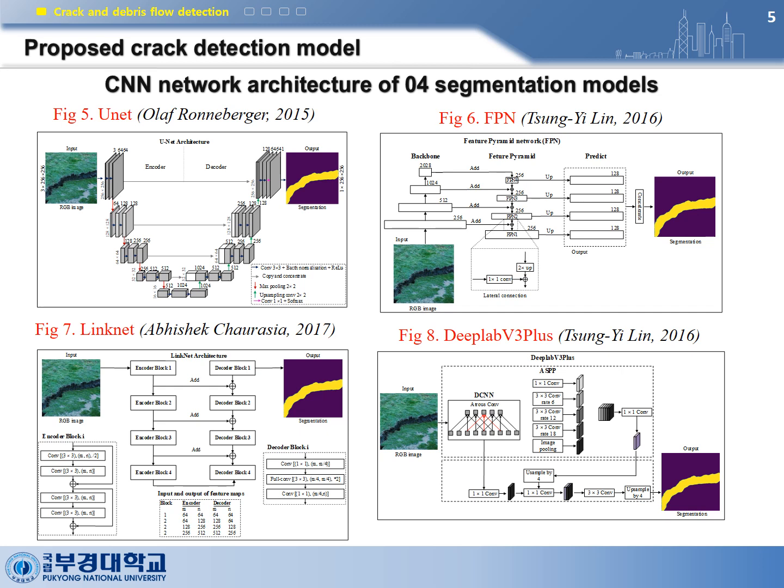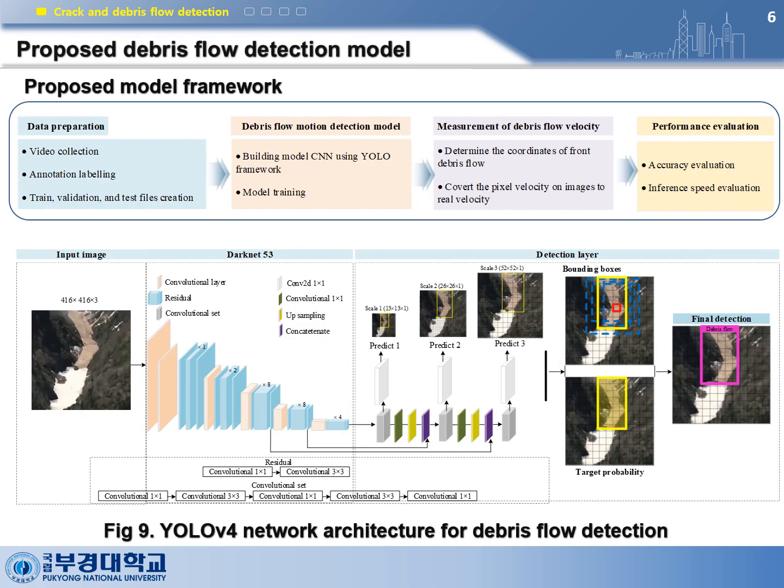To identify cracks in this research, I apply 4 different segmentation models: UNet model, FPN model, LinkNet, and DeepLab model. For the rapid flow detection model, I apply a deep CNN based on the YOLO framework to detect rapid flow motion, and figure 9 shows the network architecture of YOLO for detecting rapid flow motion.